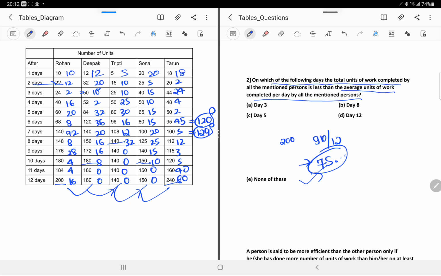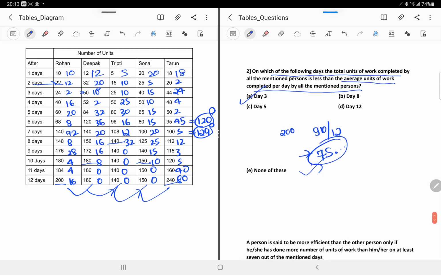30 plus 15 is 45. 45 plus 24 is 69. So obviously day 3 is the answer. Now, in case it is a multiple choice question, let's proceed forward.